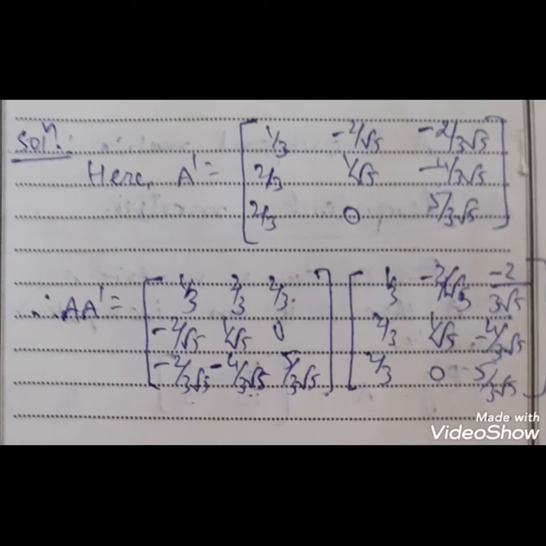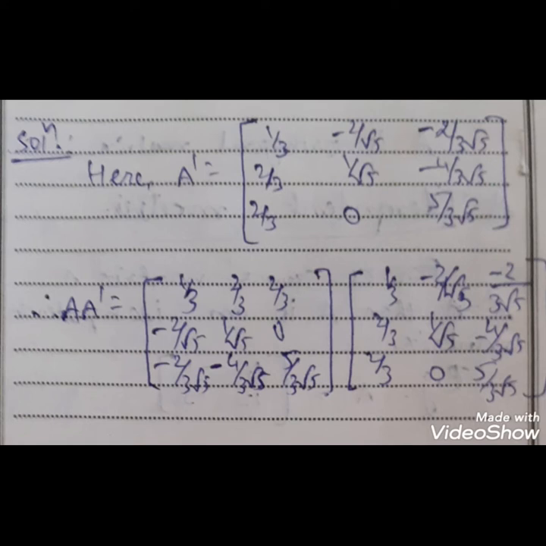and minus 2 upon 3 root 5, minus 4 upon 3 root 5 and 5 upon 3 root 5 are converted into the third column. So A dash equals 1 by 3, minus 2 upon root 5, minus 2 upon 3 root 5 in the first row, 2 by 3, 1 by root 5, minus 4 upon 3 root 5 are the elements of the second row, and 2 by 3, 0 and 5 by 3 root 5 are the elements of the third row.